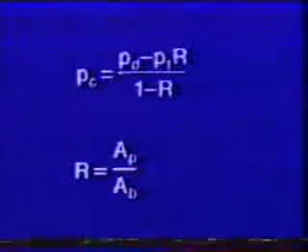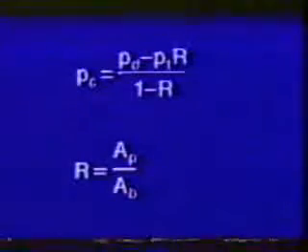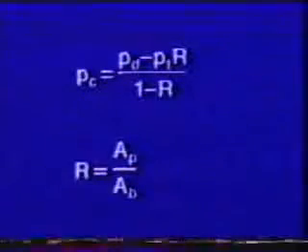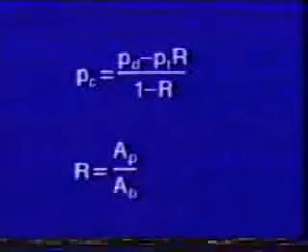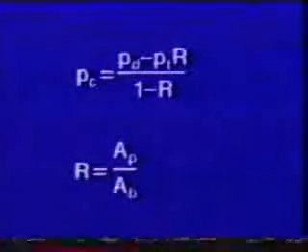If we equate these two terms, we obtain an expression for the casing pressure that will just open the valve. It is given here in terms of R, which equals the area of the port, A sub P, divided by the area of the bellows, A sub B. We may apply this relationship to a specific example.